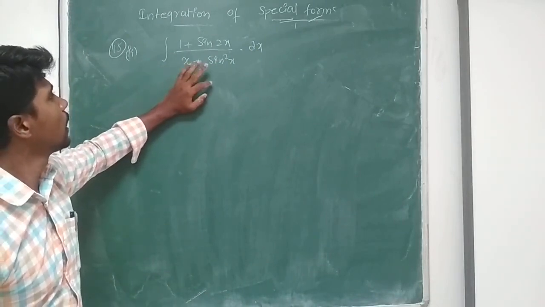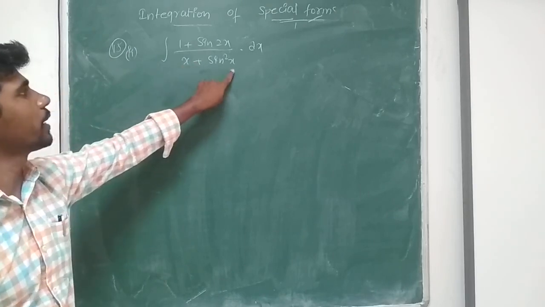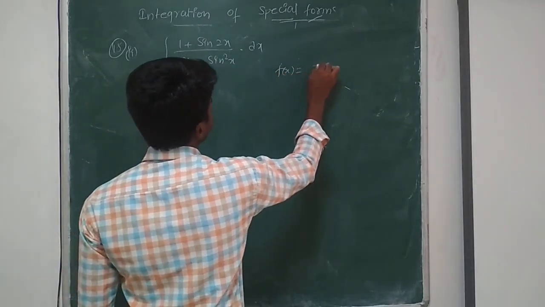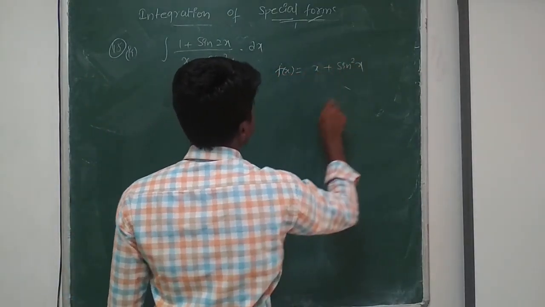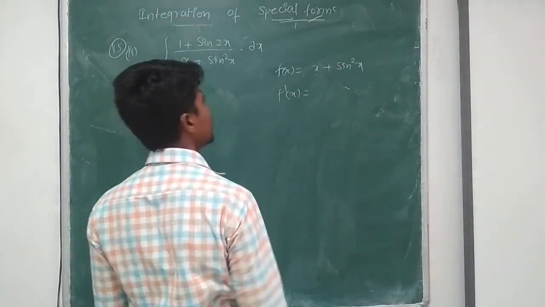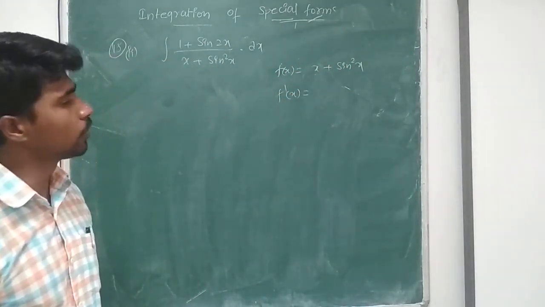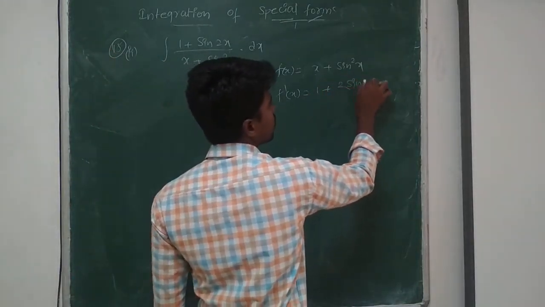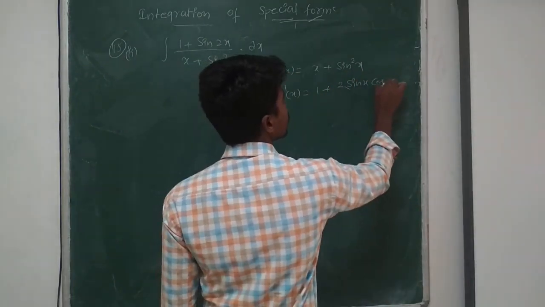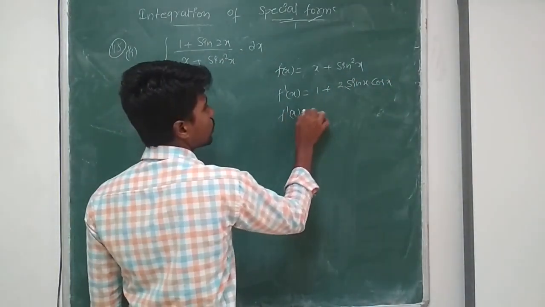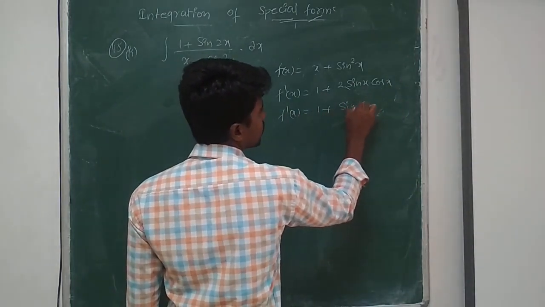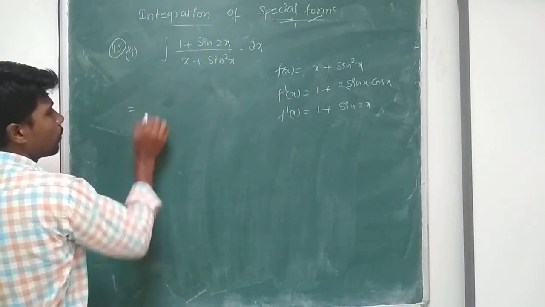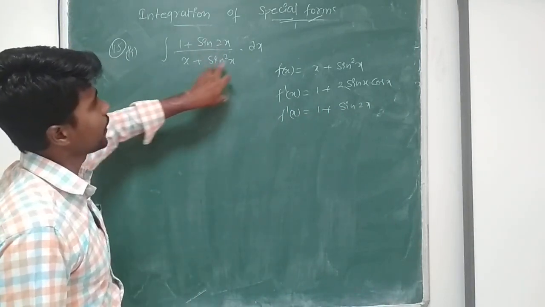I check this particular x plus sine square x. I consider f of x as x plus sine square x. So what about its derivative? F dash of x is equal to 1 plus derivative of sine square x, which is 2 sin x into the derivative of sin x, cos x. So I got f dash of x as 1 plus sin 2x. So the given form is reduced to the form f dash of x by f of x dx.